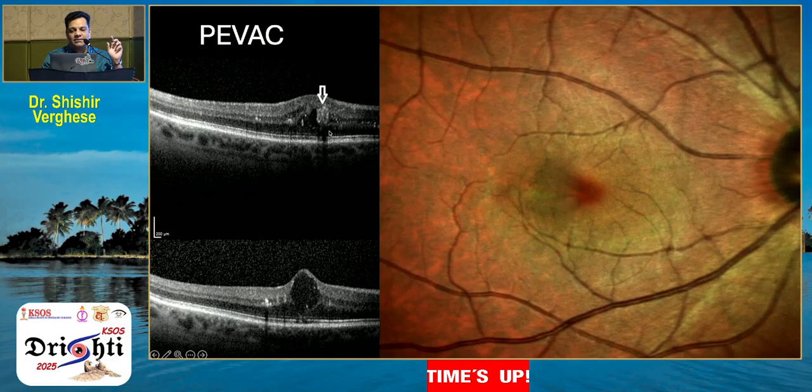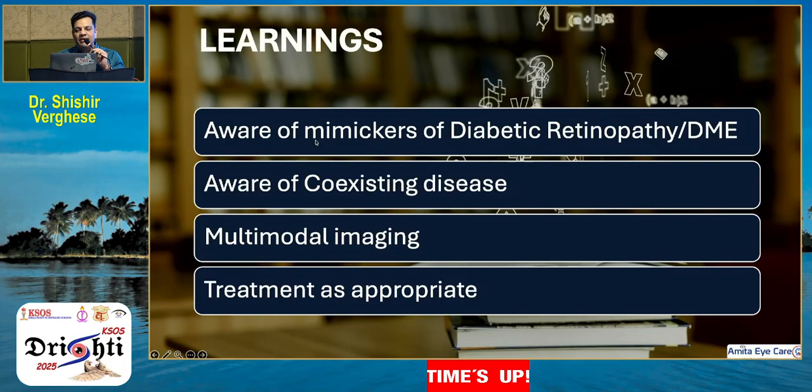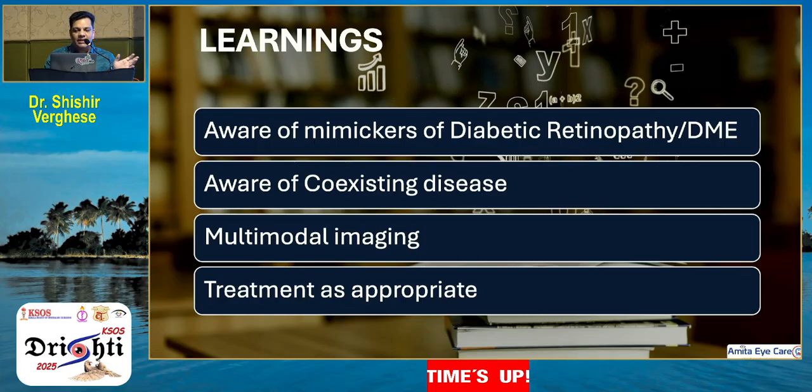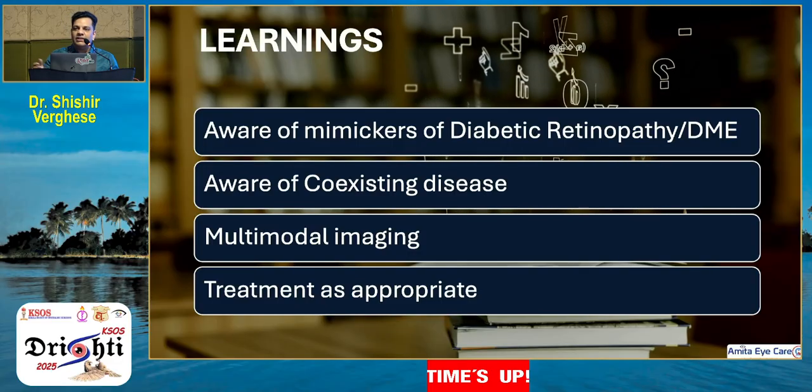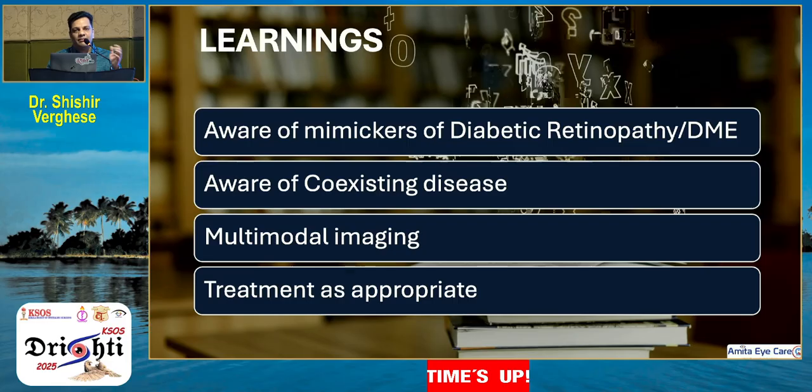The PVAC usually occurs in diabetics, or they may not also have diabetes. They usually present with these small aneurysms of unknown cause, and they usually show a poor response to anti-VEGF and steroid. So the learnings are, you should be aware of the mimickers of diabetic retinopathy, DME, and aware of coexisting disease. So imaging as well as digging down the history is extremely important, and then treatment will be as appropriate.